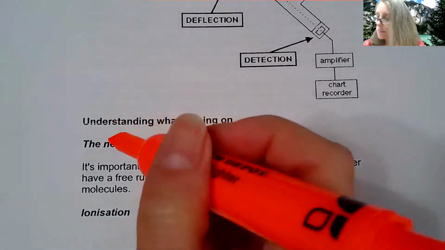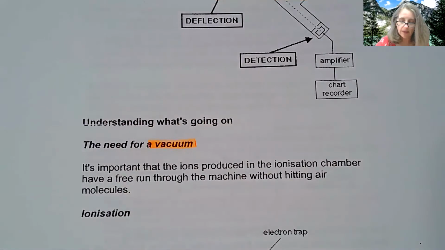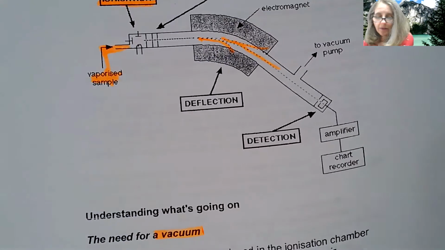So this is all taking place in a vacuum. That's important because if you had other ions in there, it might get deflected because it hits something. So that's very key that it is in a vacuum. Next page.